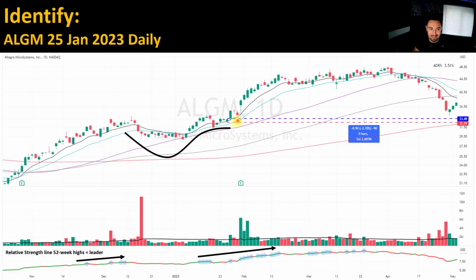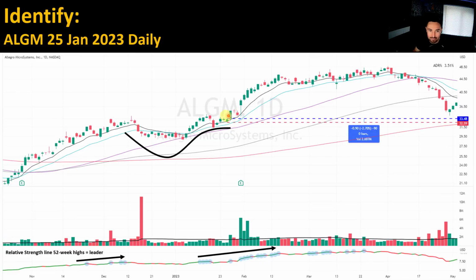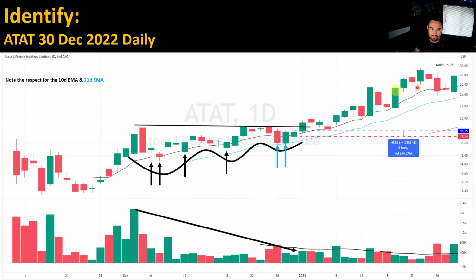ALGM, more of a kind of classic handstand name. Cup and handle type pattern. Let me just jump it forward. Here you go. Gap down reversal bar, tightness in price on the 10, 21 and the 50 SMA. That's all happening there. Then try and ride the trend.